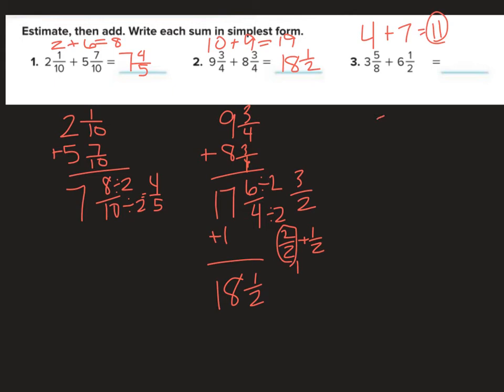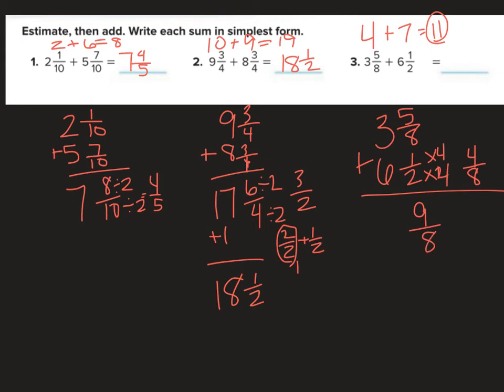But 3 and 5/8 plus 6.5. Got to get common denominators. Times 4 would get 4/8. 5/8 plus 4/8 equals our good old friend 9/8. 3 and 6 is 9. Now notice I need to break this apart. I can do 8/8 plus 1/8. That one needs to be added to my whole. So I'd get 10 and 1/8.